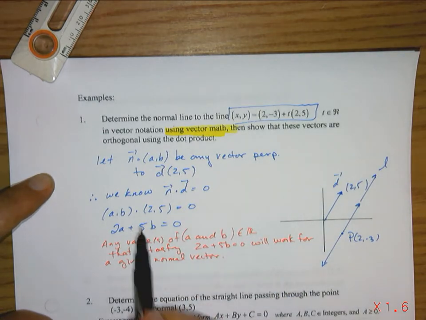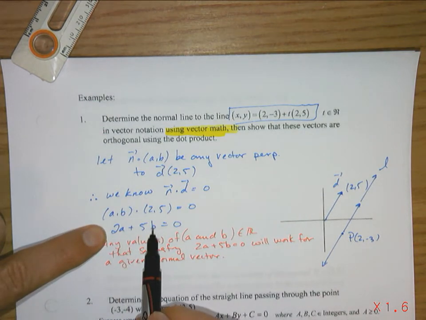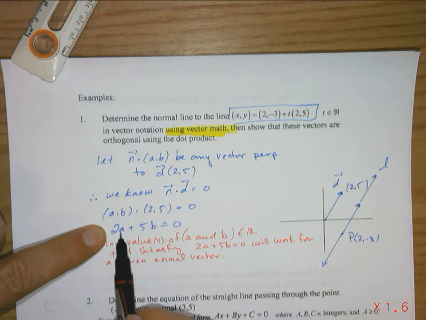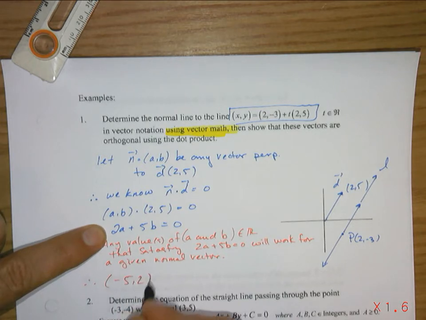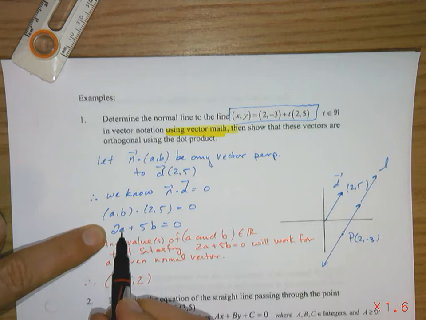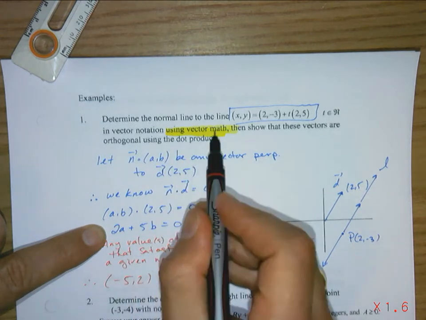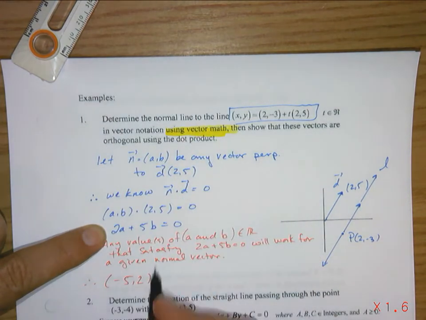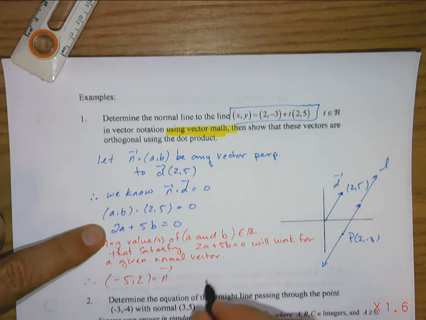So for example, any value that'll work: -5, if I put it in here, and +2 will work. Noticing if I put -5 in for a, I get -10. Put in +2, I get +10. -10 plus 10 will give me 0. This is, in vector notation using vector math, determining a normal. This will be my new normal.